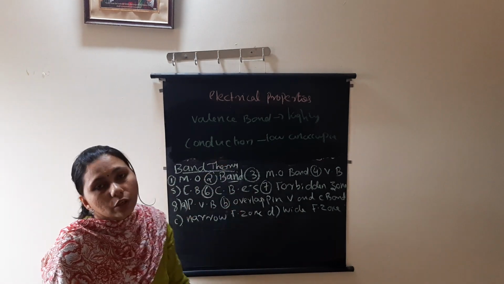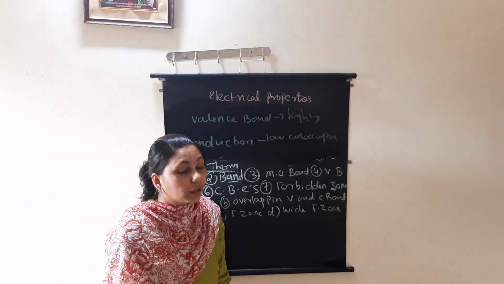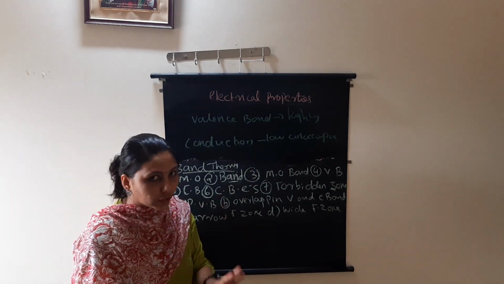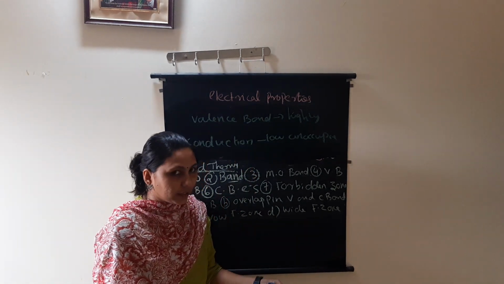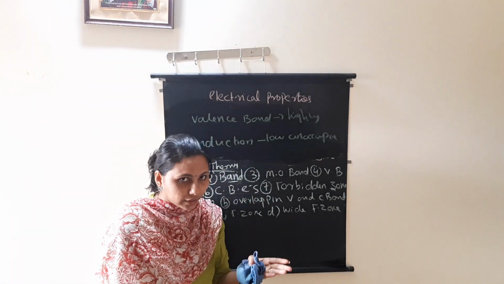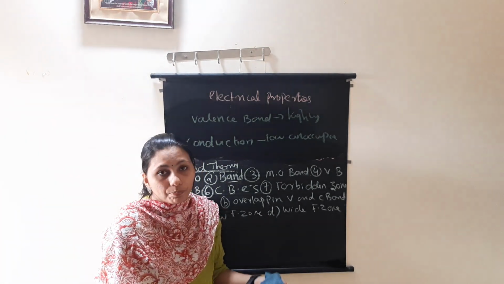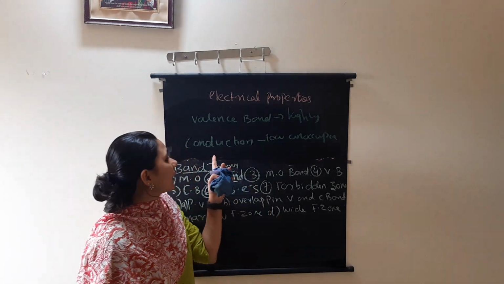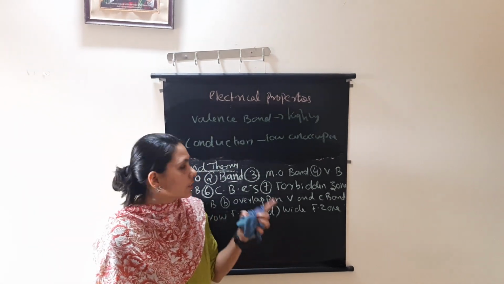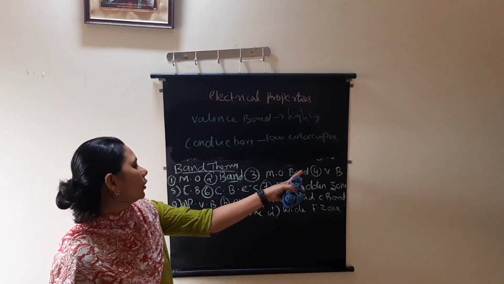So valence band is a highly occupied energy band, and conduction band is the low unoccupied band. There are two types of band that we will explain in detail later: valence band and conduction band. Valence band means a highly occupied energy band, and conduction band means a low unoccupied energy band. So that is the fourth point.